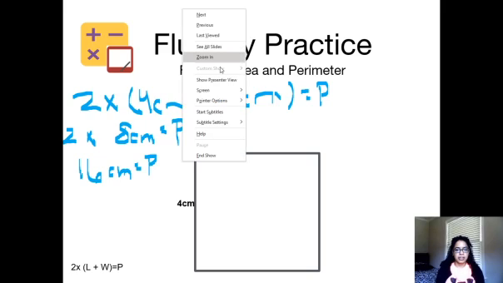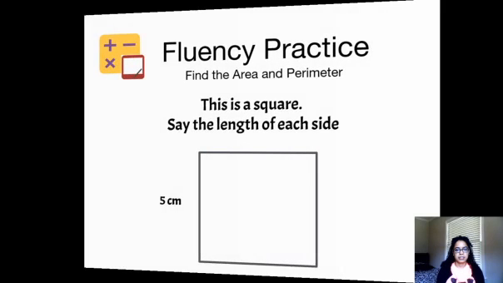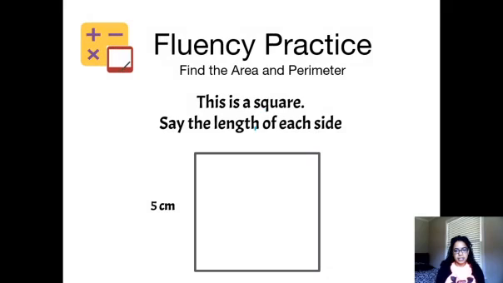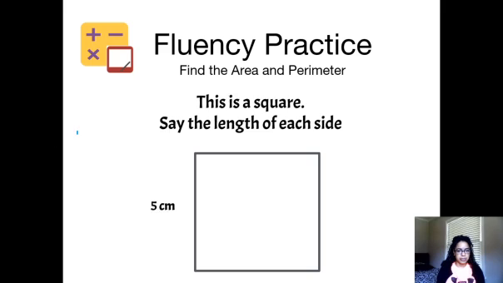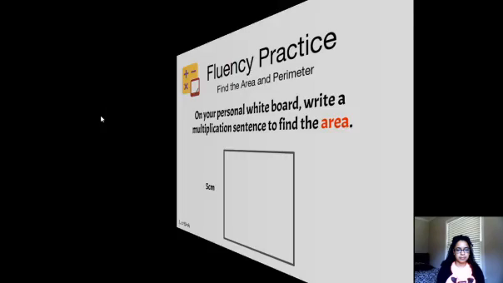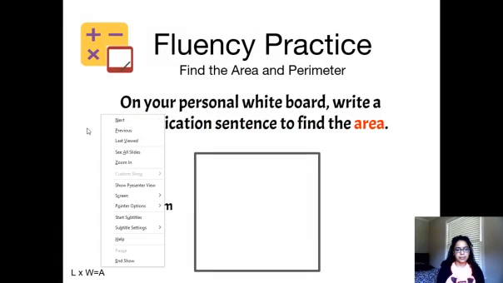All right, let's move on. So this is a square. Say the length of each side. So 5 centimeters, 5 centimeters, 5 centimeters, 5 centimeters. All right, I already have my highlighter out, so I can just go ahead and go to the next slide. So it wants us to find the area.